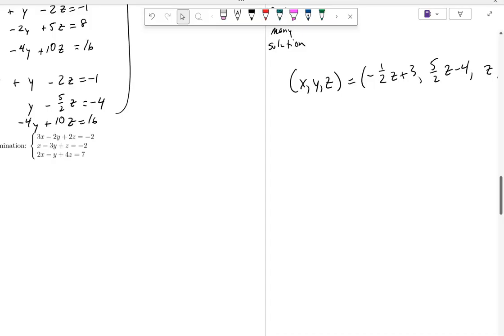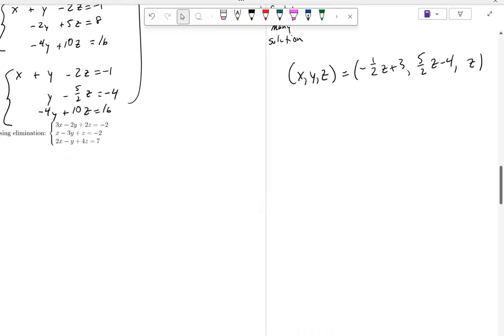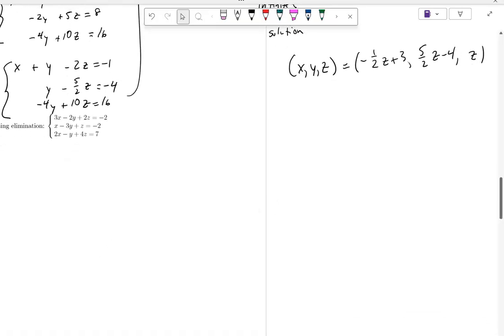The next one, again, we're going to do with elimination. We've got 3x minus 2y plus 2z equals negative 2. x minus 3y plus z equals negative 2. 2x minus y plus 4z equals 7. I want to try to get that in triangular form.